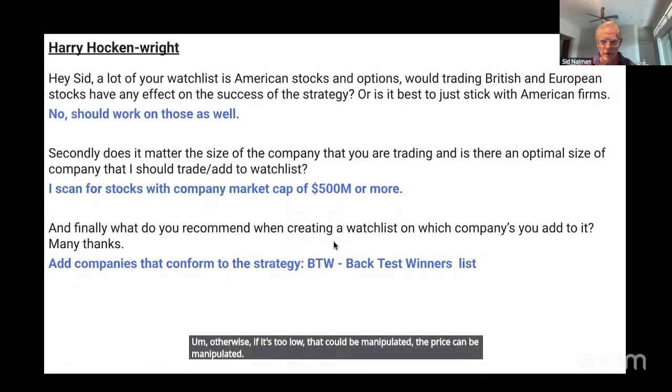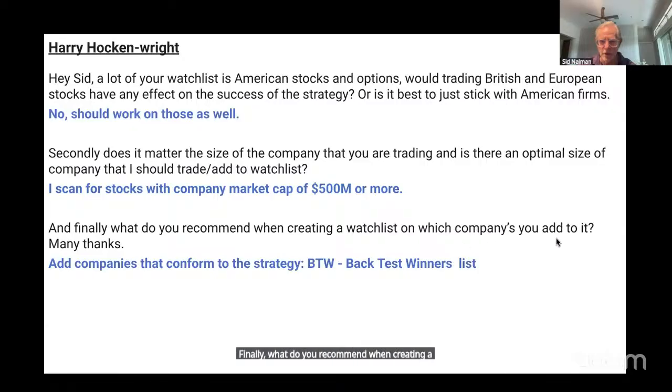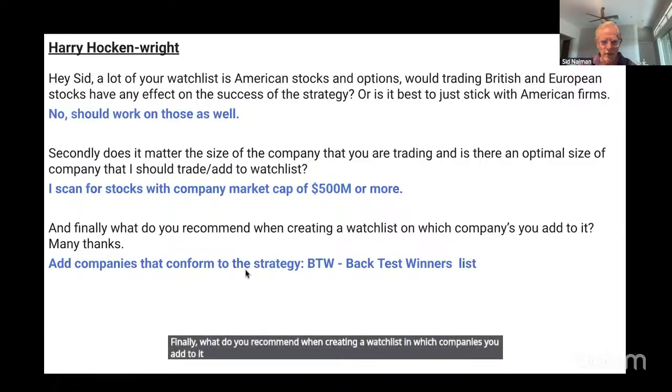Finally, what do you recommend when creating a watch list and which companies you add to it? Add companies that conform to the strategy. Remember, I showed you the BTW backtest winners list. As you go through looking at different stocks, if you find stocks that have a 70% win rate, just add them to your watch list, right?